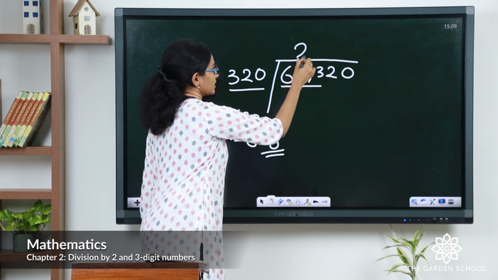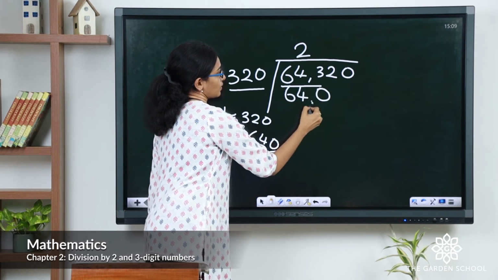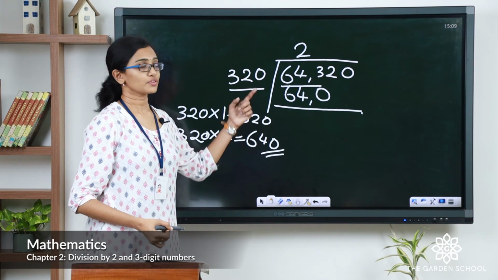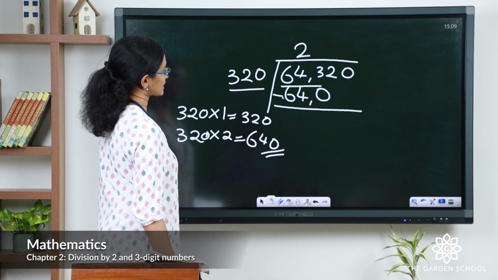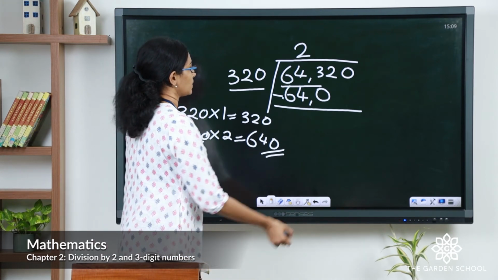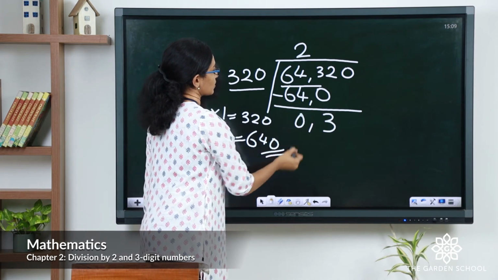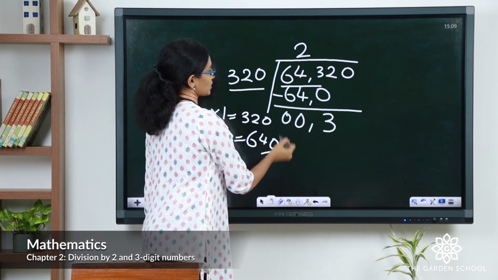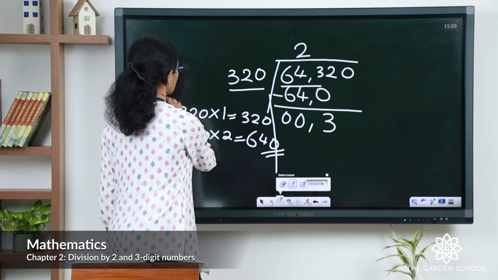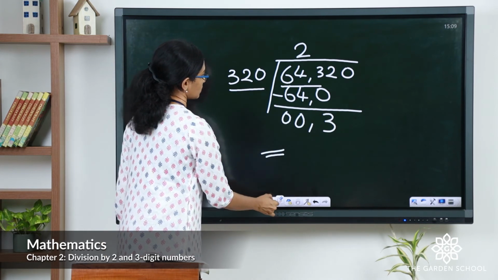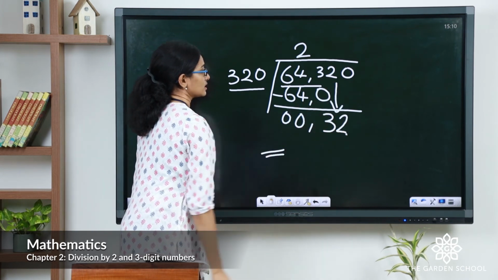So, we can take the 2 here and 2 into 320, it is 640. Now, what you have to do? You have to subtract these two numbers. 643 minus 640, 3 minus 0, it is 3. Now, 4 minus 4, it is 0. 6 minus 6, it is 0. Now, what is the next step? We have to bring down the next digit. So, bringing this 2 down, you get 32.